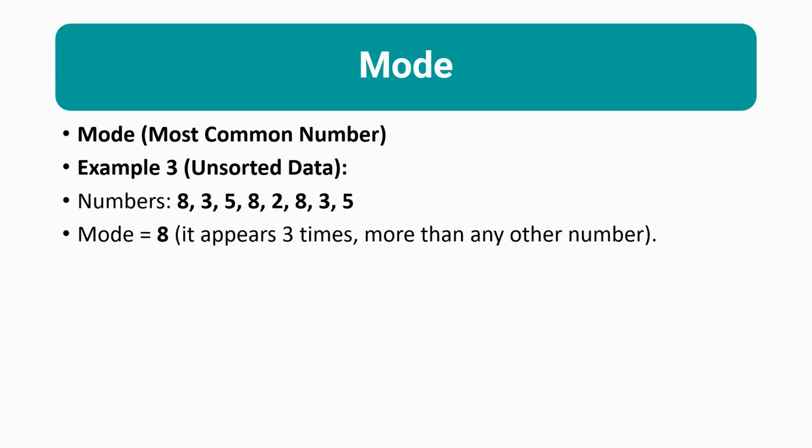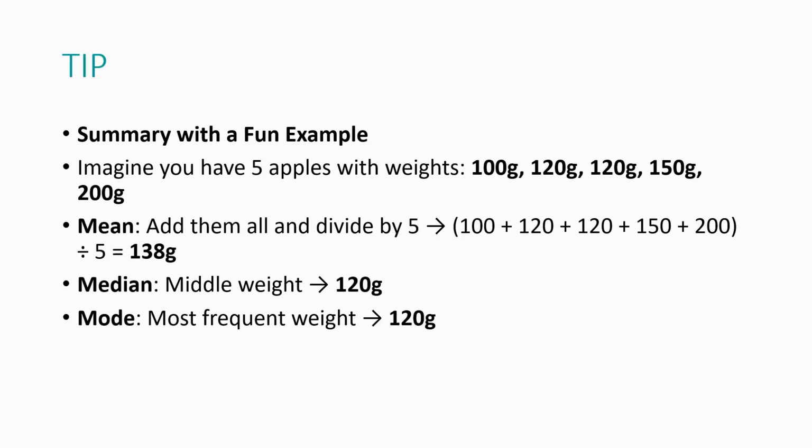Now let us consider mean, median and mode with a common example for all of them: a set of 5 apples. Imagine that you have 5 apples, each with a different weight. The mode is the frequently occurring value, which is 120, as you already know. The average you also know: 100 plus 120 plus 120 plus 150 plus 200, divided by the number of values, 1, 2, 3, 4, 5. This is the average, about 138 grams. We can tell that an average apple weighs around 138 grams.